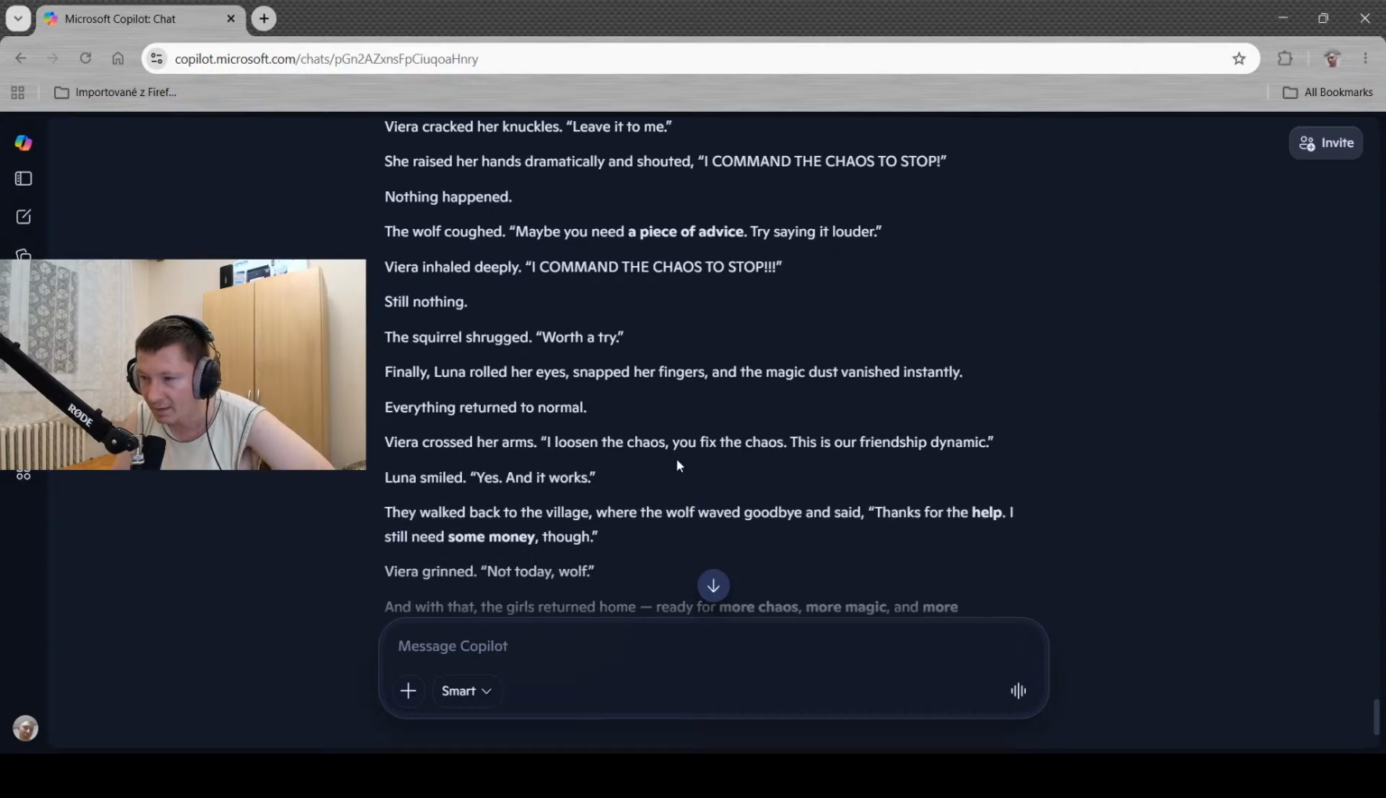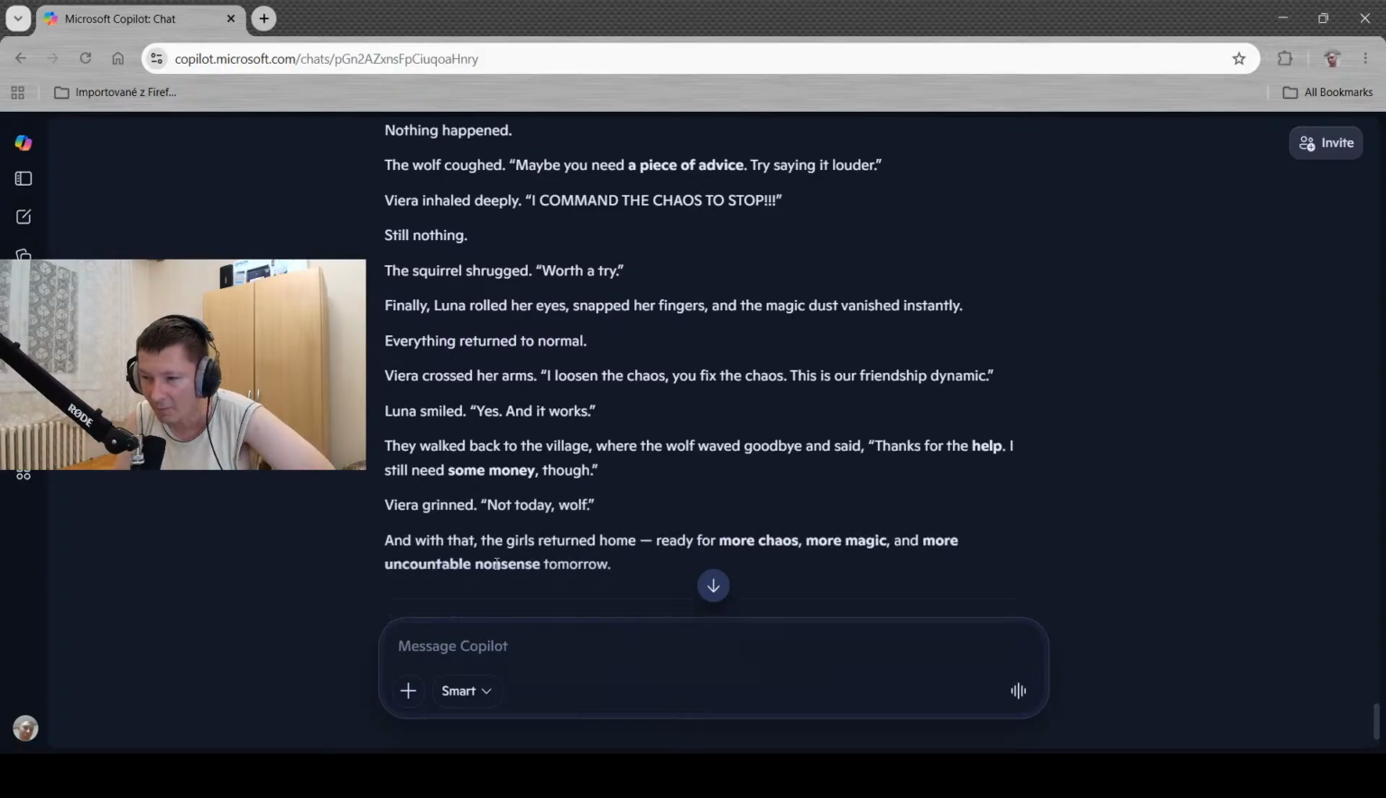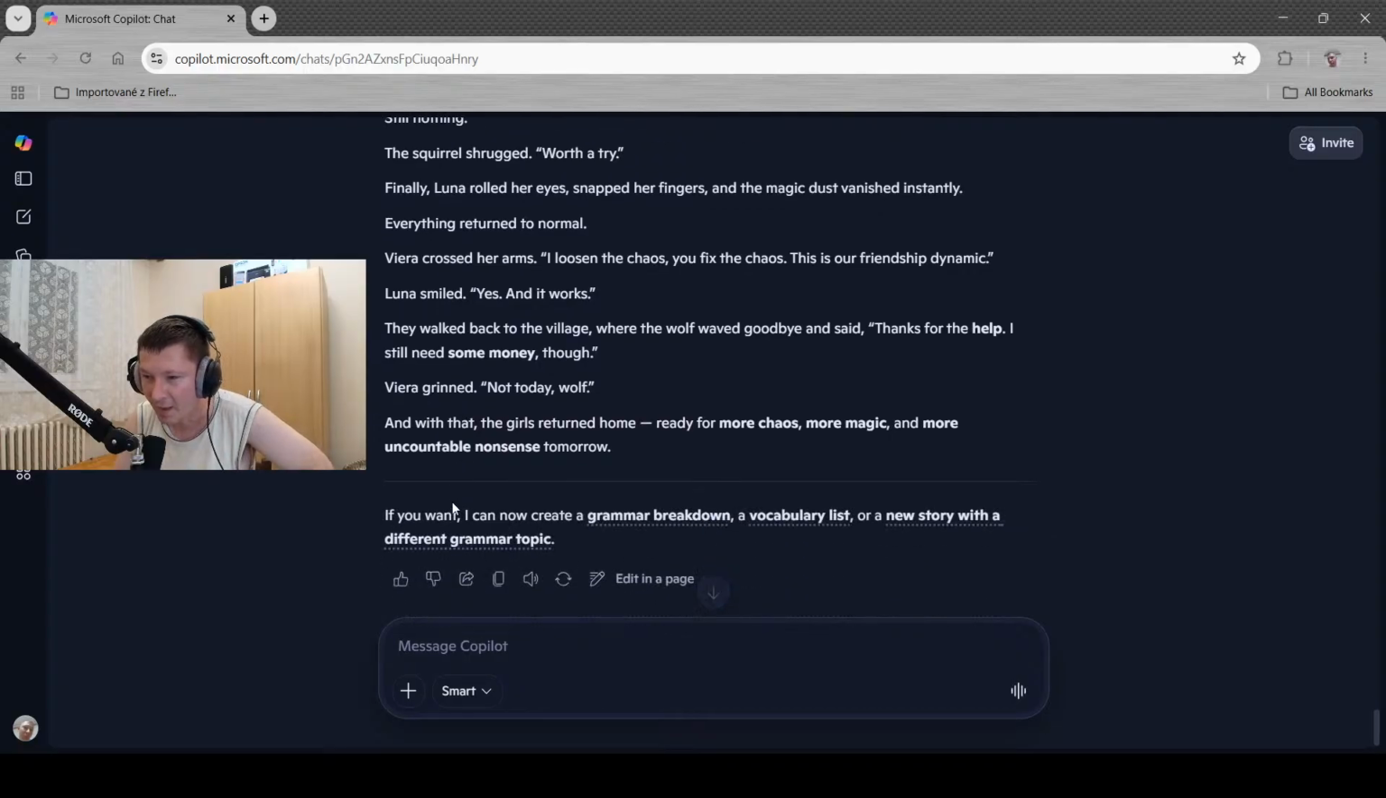"I loosened the chaos." "You fixed the chaos. This is our friendship dynamic." Luna smiled. "Yes, and it works." They walked back to the village, where the wolf waved goodbye and said, "Thanks for the help. I still need some money, though." We agreed, "Not today, wolf." And with that, the girls returned home, ready for more chaos, more magic, and more uncountable nonsense tomorrow.